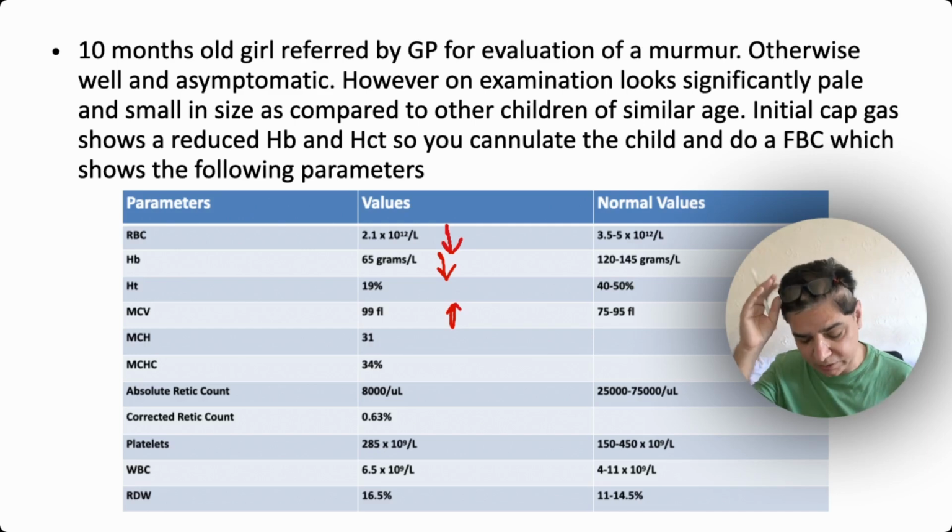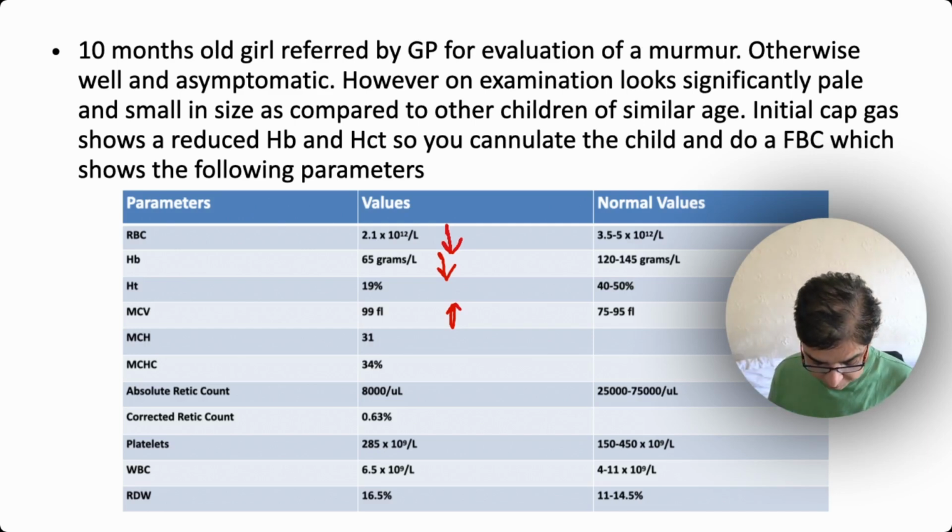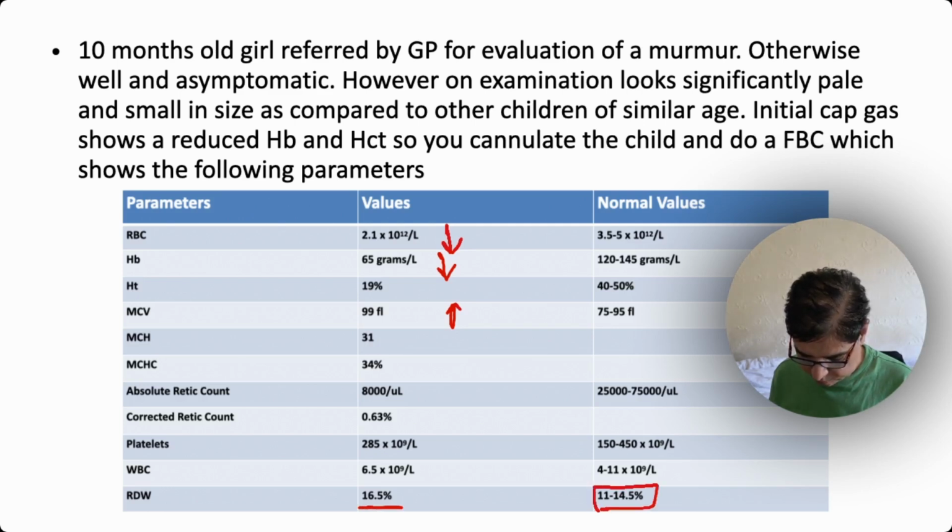No, sorry, not the retic count. I'll come to the retic count later on. The red cell distribution width, sorry. RDW. It's high. Is that 16.5? Yeah, 16.5. Slightly high, yeah. So it's high. Macrocytic anemia, high red cell distribution width.